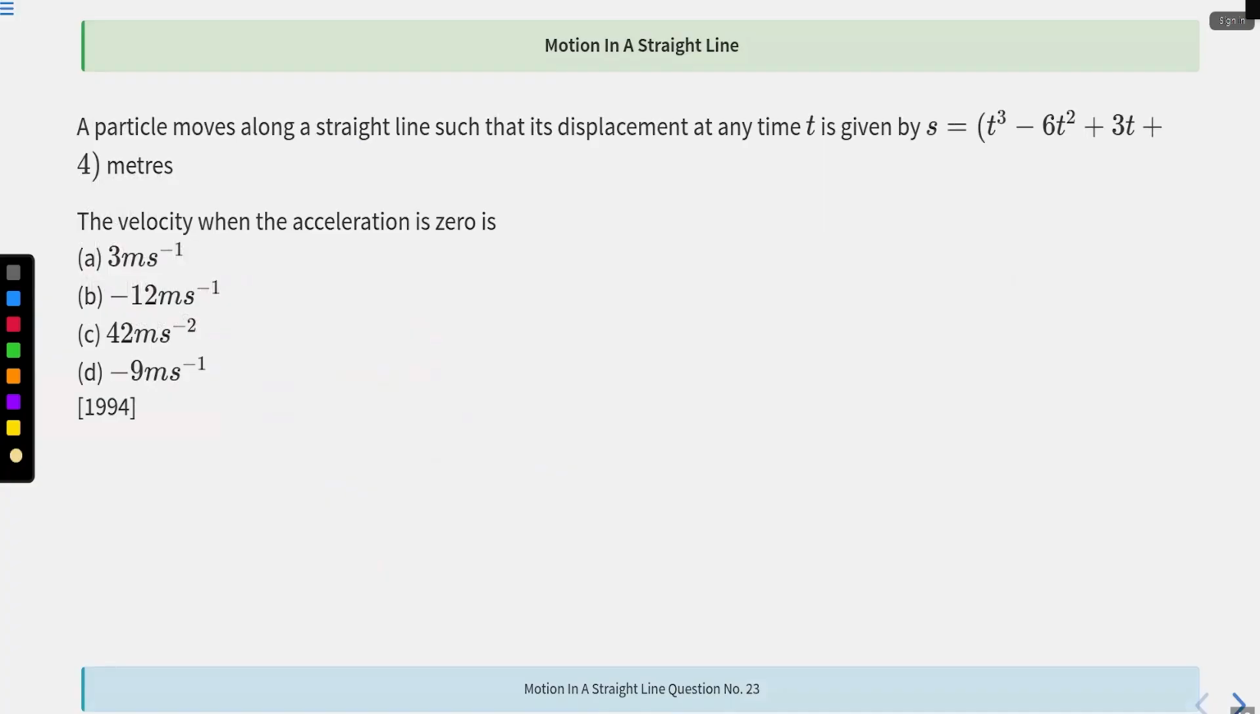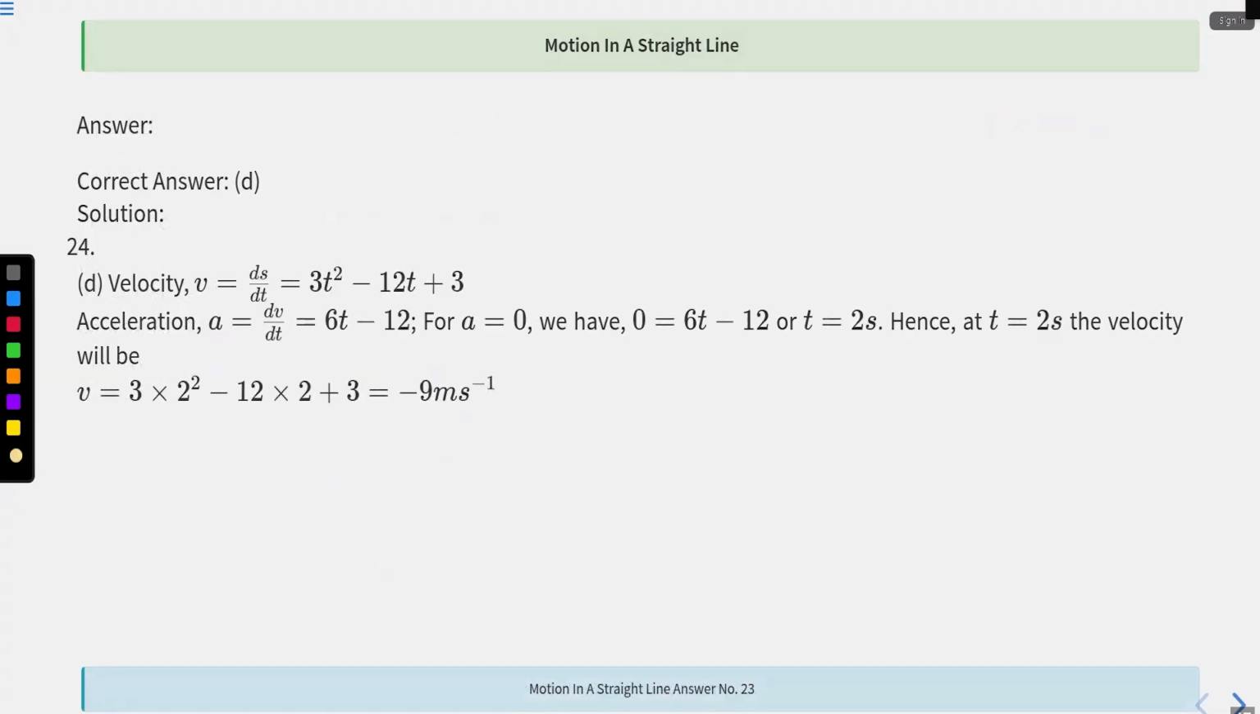A particle moves along a straight line such that its displacement at any time. Again, what is the velocity when acceleration is 0? So you need to calculate a is equal to dv by dt. Simple. So what you have to do here is that they have given you displacement, right? From displacement, you calculate the equation of acceleration. You put that equal to 0. Okay, you'll get some specific time. Let's say time was 2 seconds. Now put this value of time, 2 seconds, in the velocity equation. That is where you will be getting the velocity. Okay.